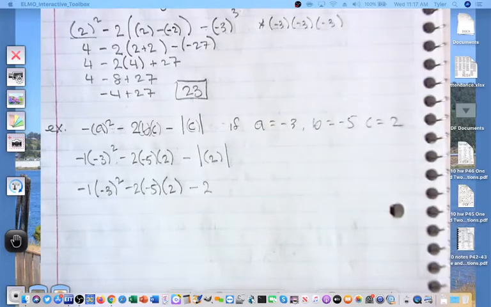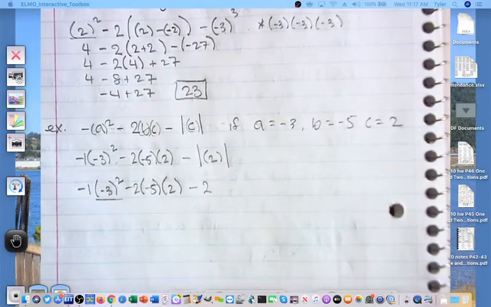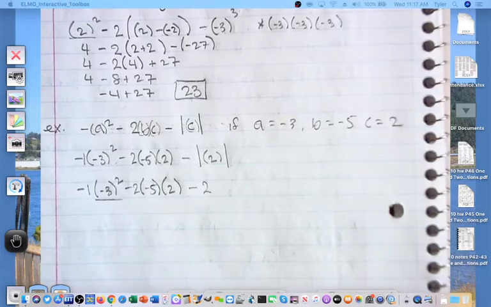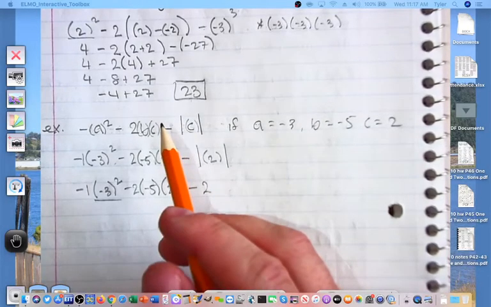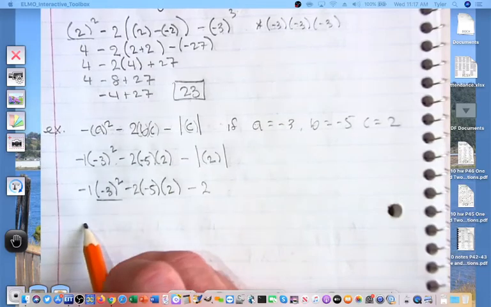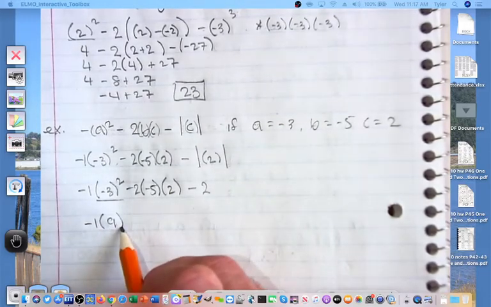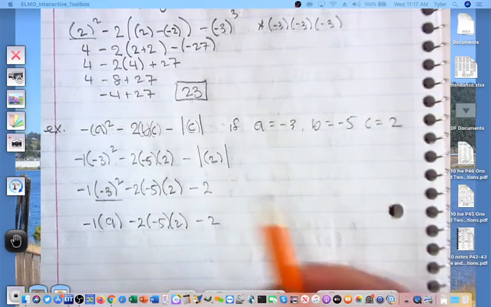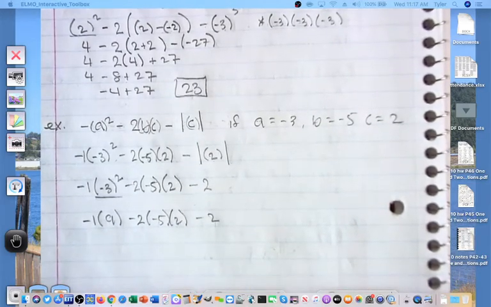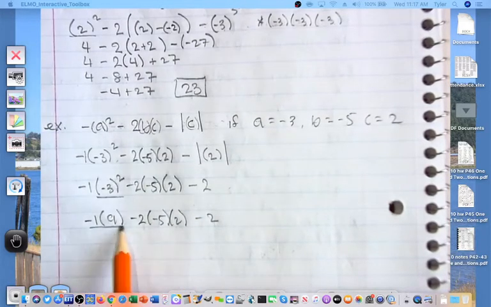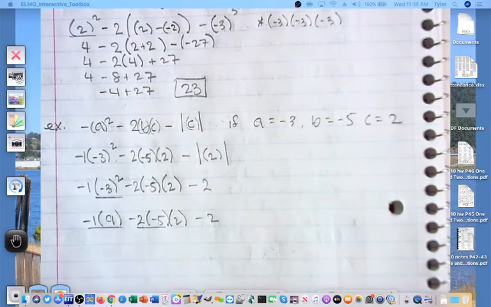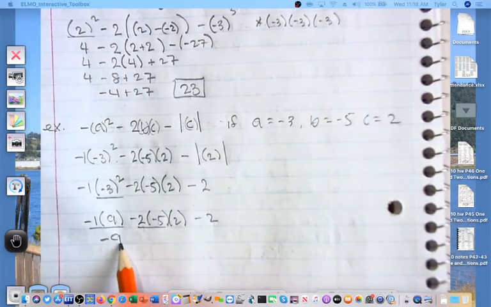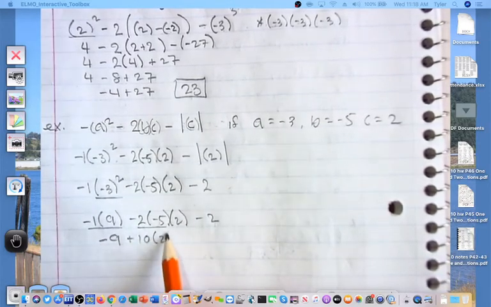Let's go next to our exponent, and like that previous problem, negative 3 squared, that's negative 3 times negative 3. And negative 3 times negative 3 makes a positive 9. So negative 1 times 9 minus 2 times negative 5 times 2 minus 2. The next operation I see will be multiplication. I've got it in 2 places, so I might as well take care of them at the same time. Negative 1 times 9, and let's do negative 2 times negative 5 as well. That's going to give me a negative 9 plus 10 times 2 minus 2.